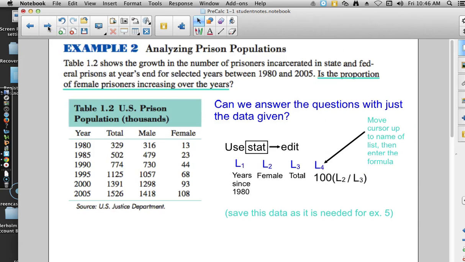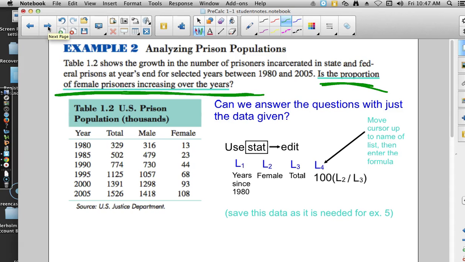Now, when we get to table 1-2, this shows the growth of the number of prisoners incarcerated in state and federal prisons at year's end for selected years between 1980 and 2005. And we want to know, is the proportion of female prisoners increasing over the years? So we start to think proportion. That means dividing. Well, dividing with this set of numbers, we could get percentages. And most people understand percentages, so that's what we want to do.